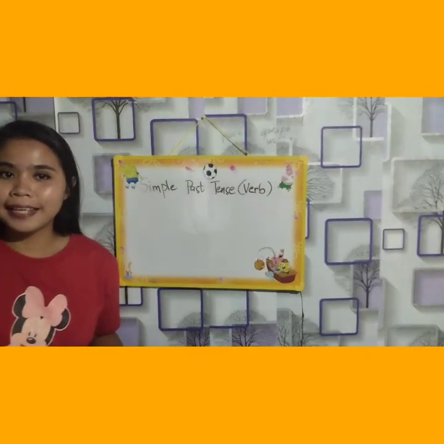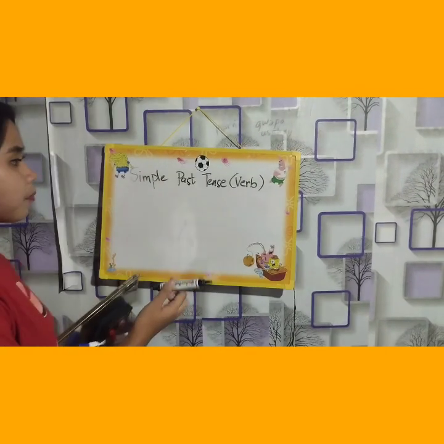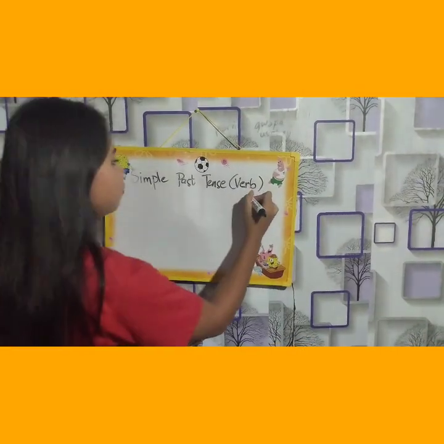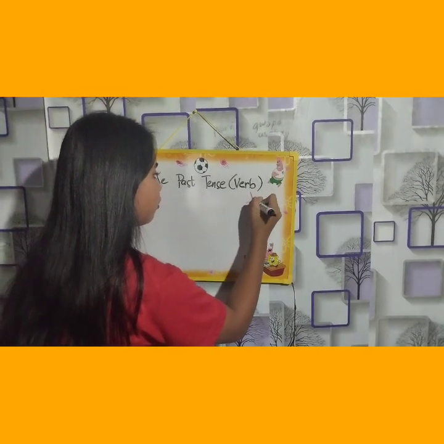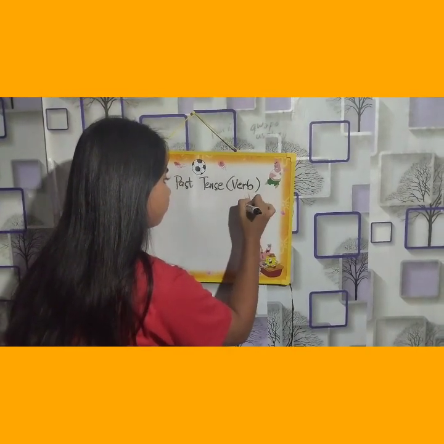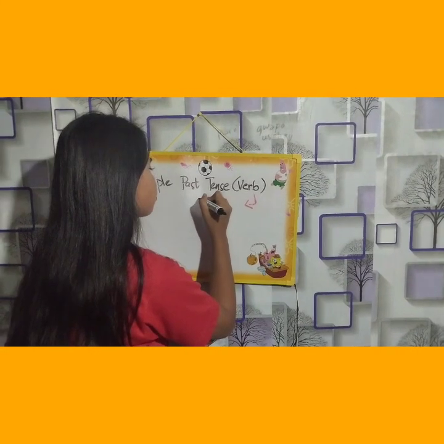But first, let us define verb. So, who can tell me what verb is? Right. Verb is an action word.